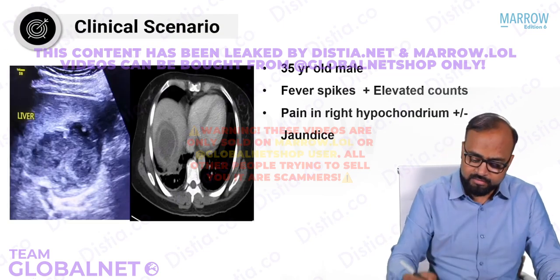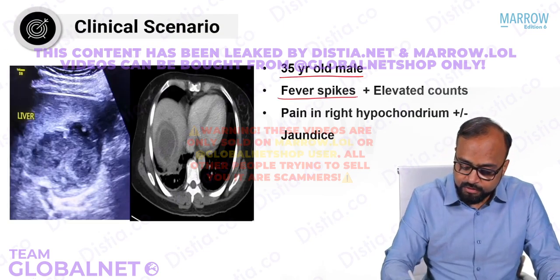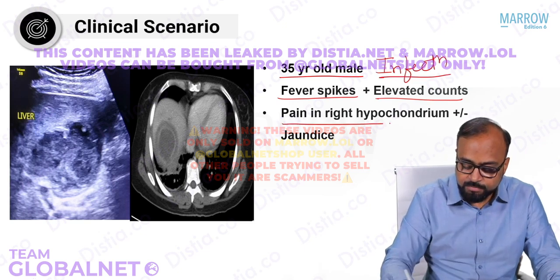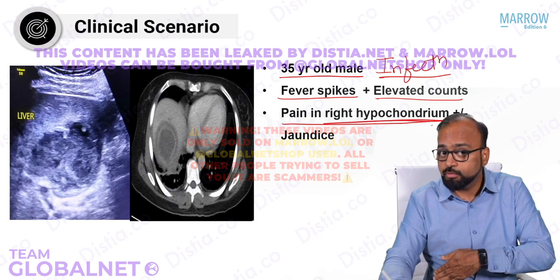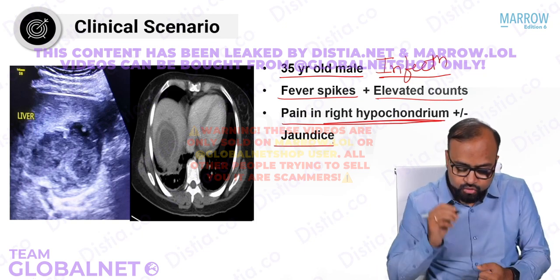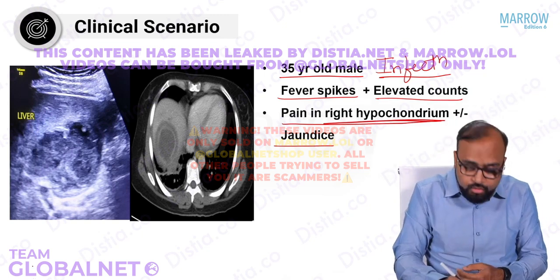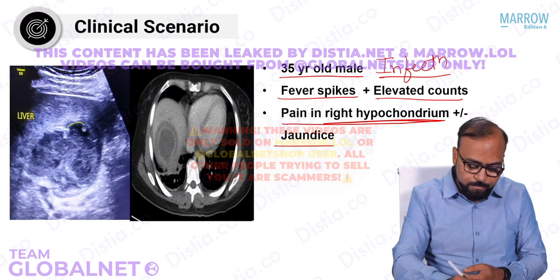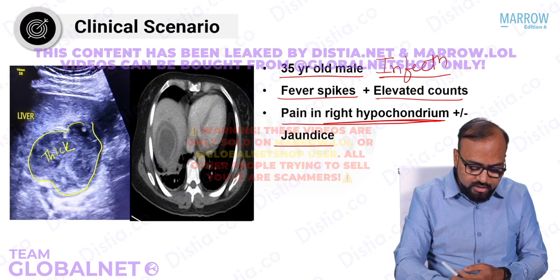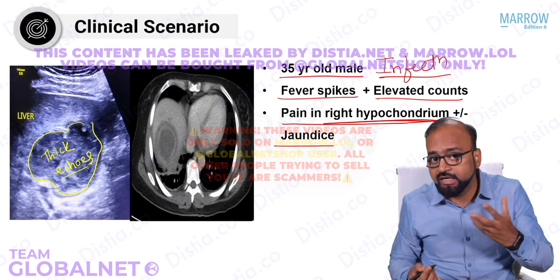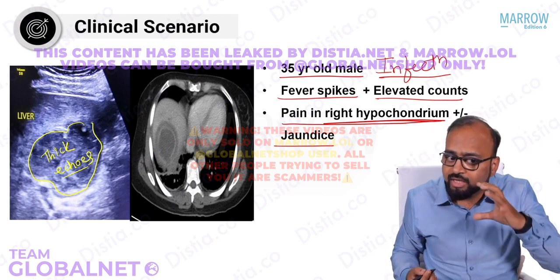Now see here. This is a 35-year-old male, presents with fever spikes, elevated counts. What does it tell us? It tells us that there is evidence of infection. Where is that infection? There is pain in the right hypochondriac region, probably in or around the liver, and he also has jaundice. We do an ultrasound. What do we see on ultrasound? There is a complex cystic lesion, and inside it you see thick hypoechoic echoes. Is it completely liquefied? Probably not. So this is some thick content within it.